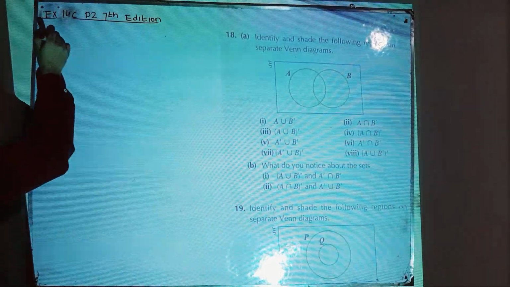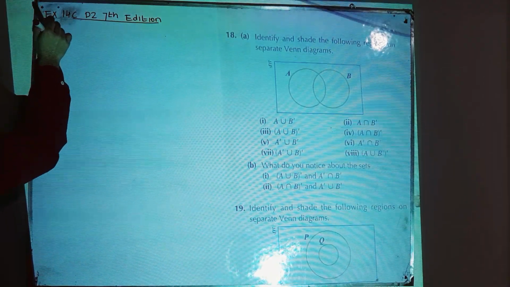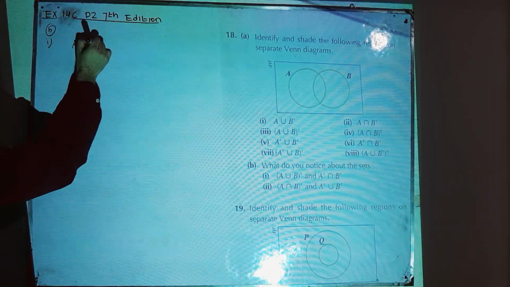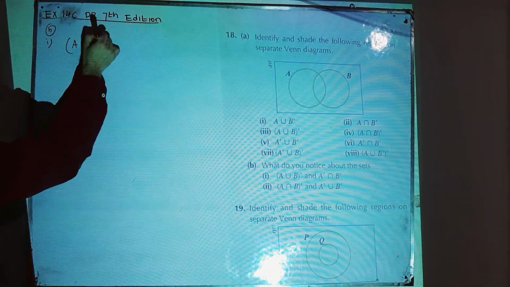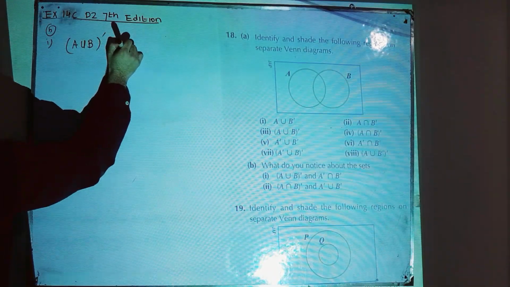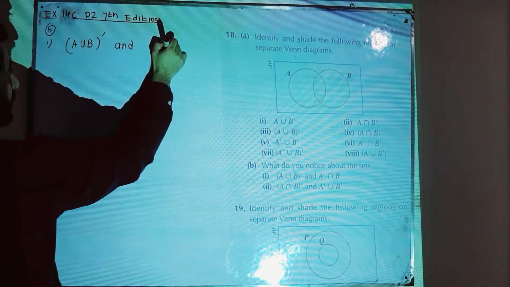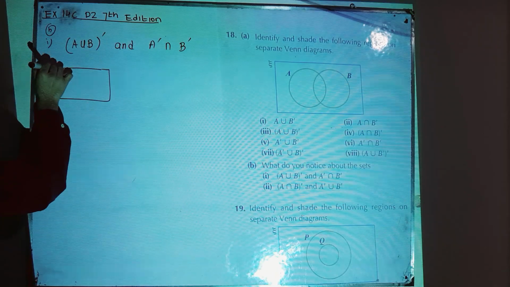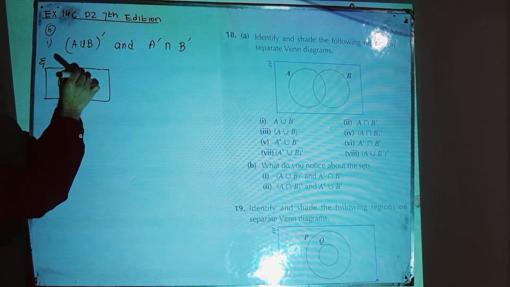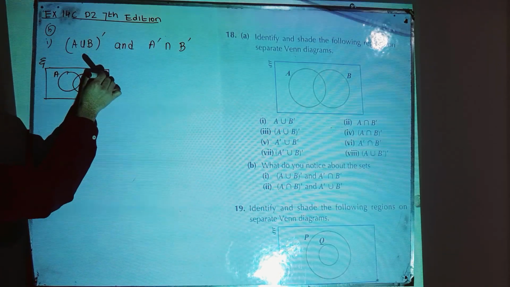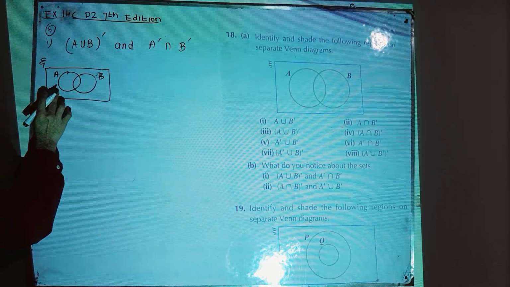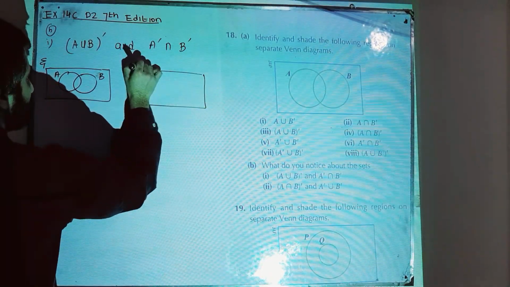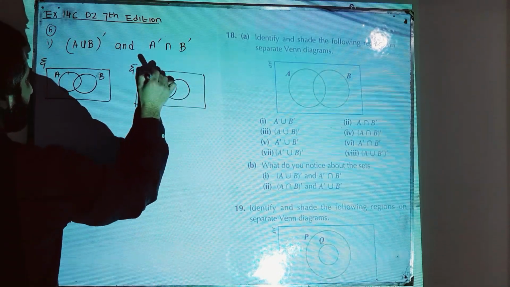Part B of question number 18, exercise 14C, that is (A union B) complement and A complement intersection B complement. Let's draw a Venn diagram for this one. A rectangle to represent the universal set, and a circle for A and a circle for B. And for this one, draw another rectangle to represent the universal set and two circles, one for A, one for B.